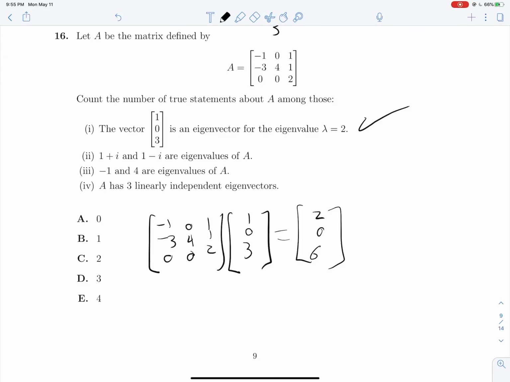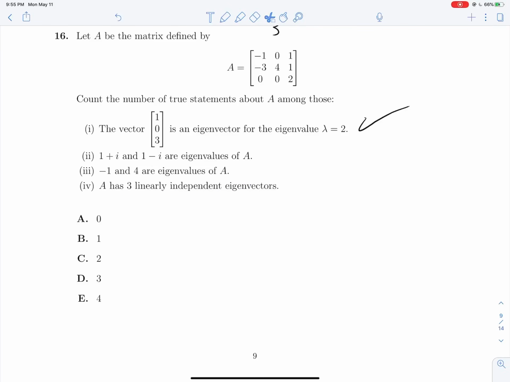1 plus i and 1 minus i are eigenvalues of A. That's looking a little sketchy. We're going to test option 3 first. I don't really feel like figuring all of that out, because if we know that negative 1 and 4 are eigenvalues of A, since at max we can have n distinct eigenvalues, we will know that this guy is not true. So we'll plug in lambda into A minus lambda I.